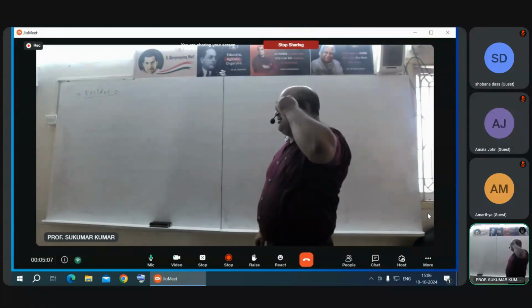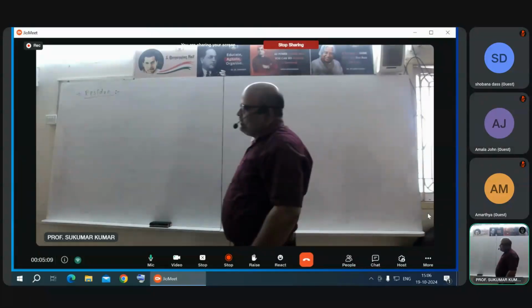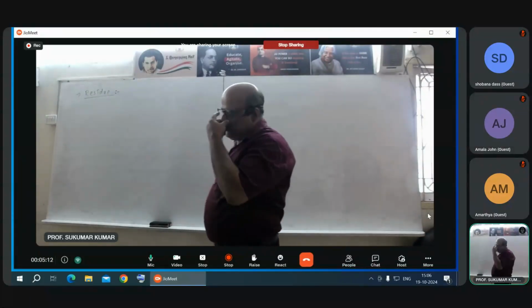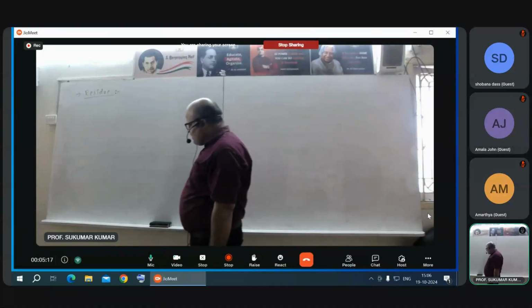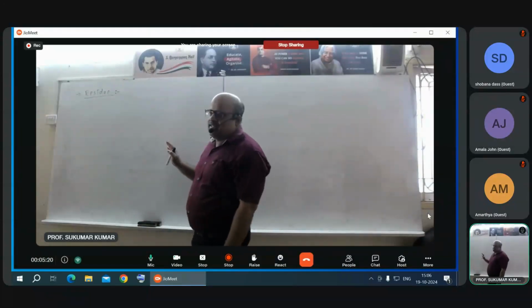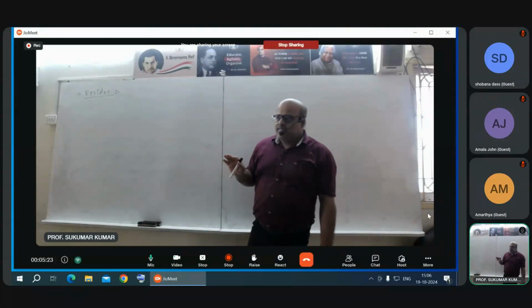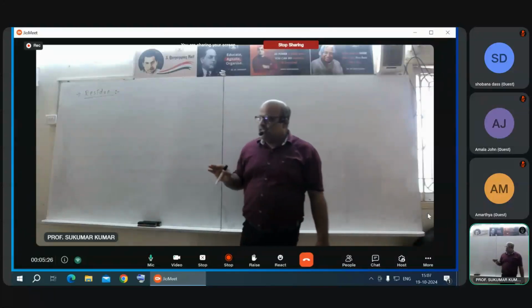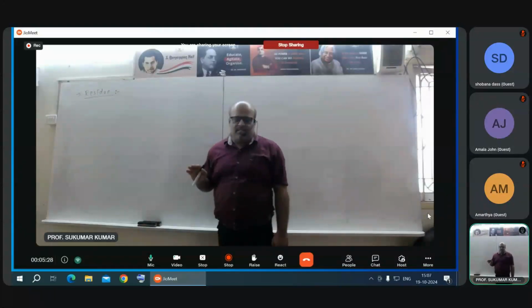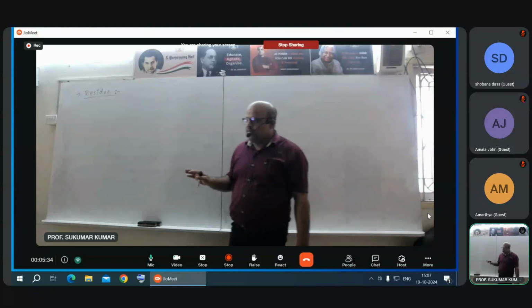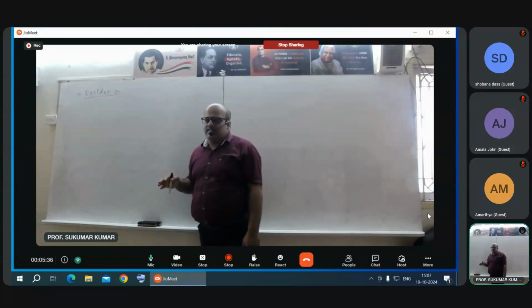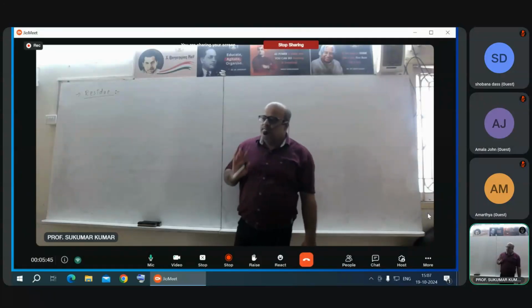Residue we will see hereafter. Residue is also one complex integration method. When we can't find the integral value of a complex integration, then we can take help from residue. Every complex integration, we can find the solution, the integration of f of z dz, with the help of residue. This is one method of complex integration, and a very good method.